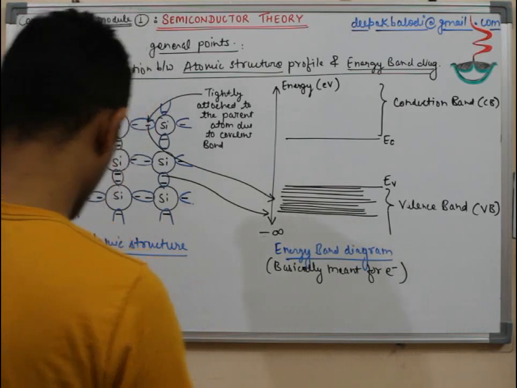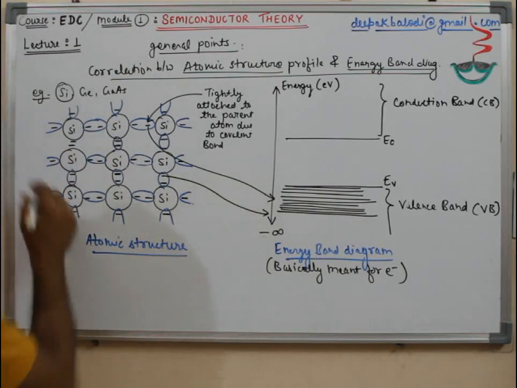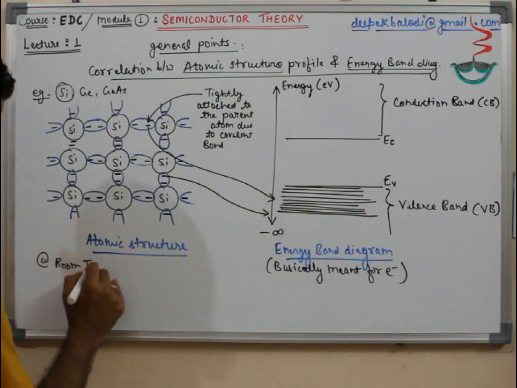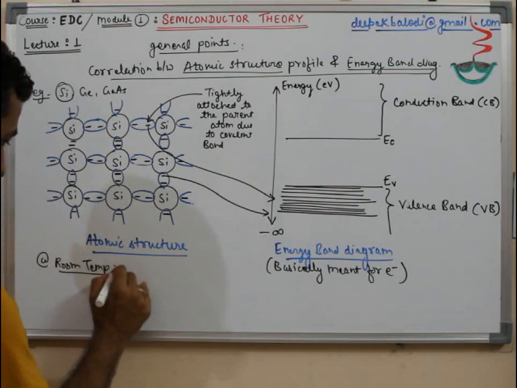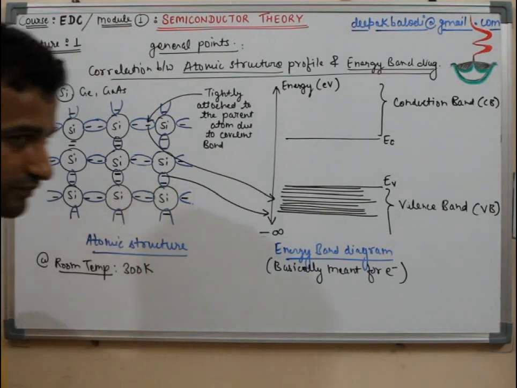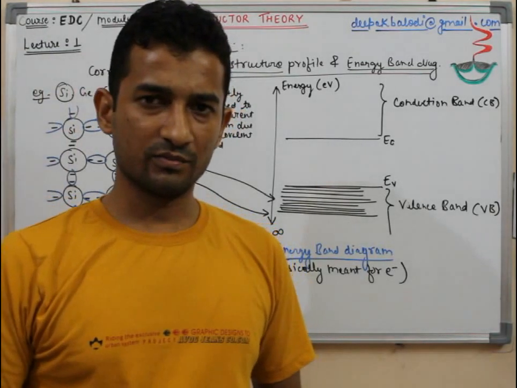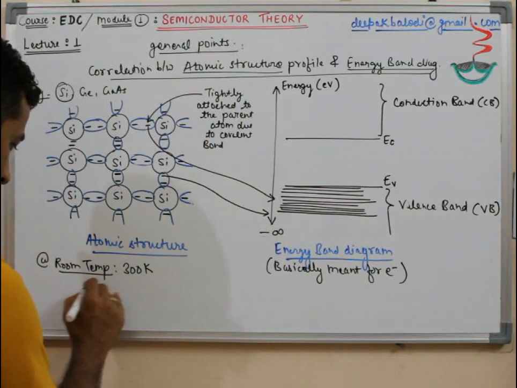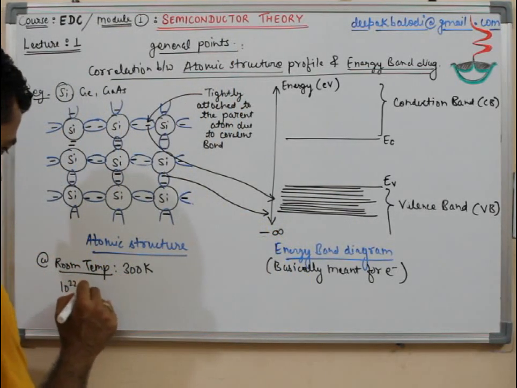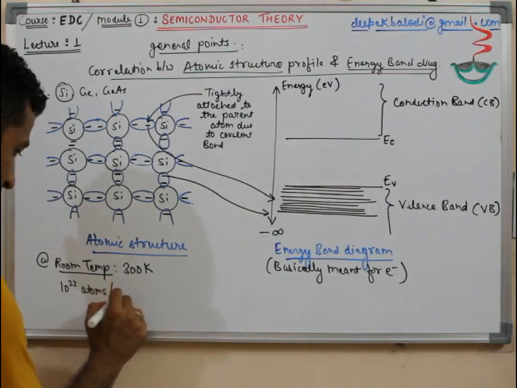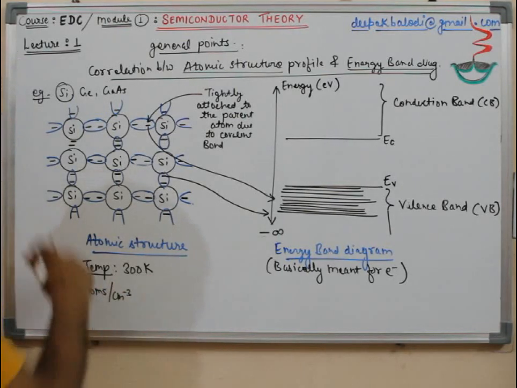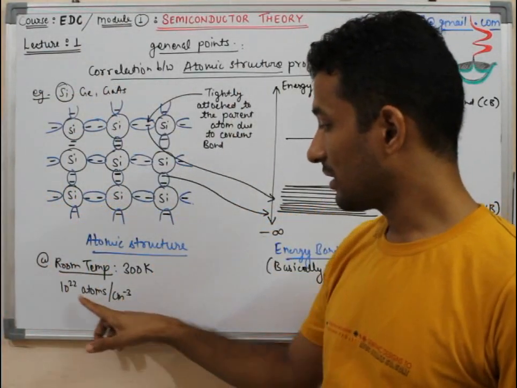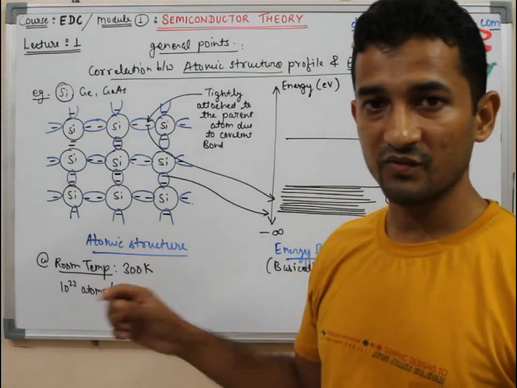Now assume room temperature. All this diagram we should assume at room temperature, that is 300 Kelvin. Let us play with some figures, some values. There are 10 to the power 22 atoms per cubic centimeter for silicon. All this data I am showing here is for silicon. So for silicon there are 10 to the power 22 atoms within 1 cubic centimeter.